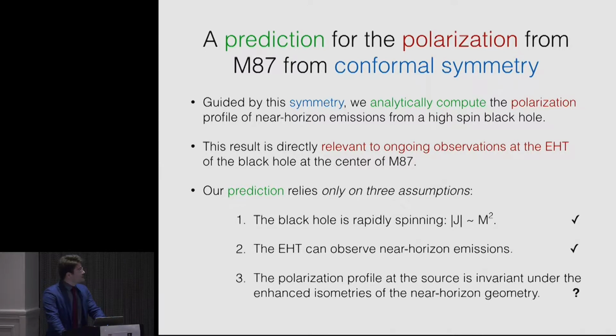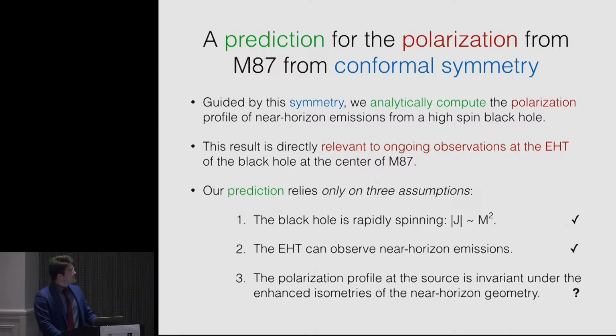So the first one is that the black hole is rapidly spinning. It's in this high-spin regime. And I put a check mark there because I think we have some high degree of confidence that the spin is near extremal. The second assumption is that the Event Horizon Telescope can actually observe these near-horizon emissions, and I'll have much more to say about it. And I optimistically put a check mark there as well because I believe in the EHT team, and I hope that they're going to be able to detect these emissions.